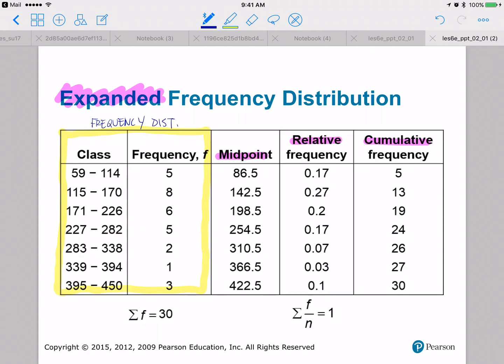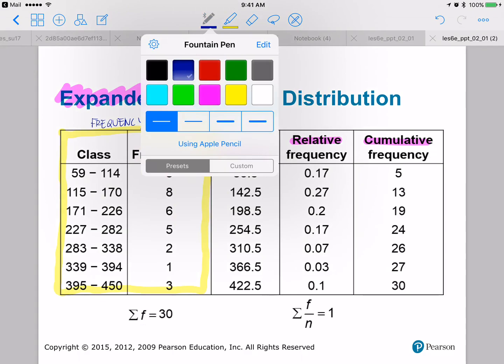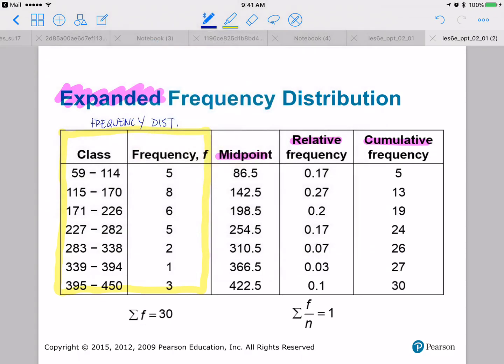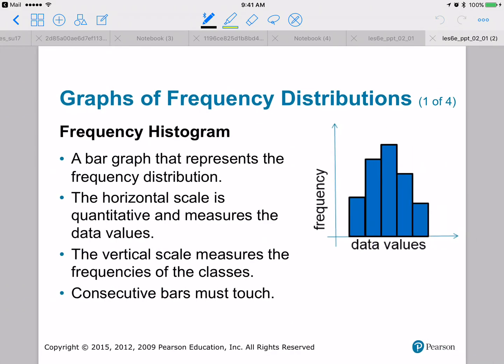And please note that, as we said before, the sum of your frequencies is n. So let me highlight this. The sum of your frequencies is equal to n. This is always. The sum of your relative frequencies is equal to 1. And the cumulative frequency of your last class is always equal to n. Okay? So those are some patterns to notice.